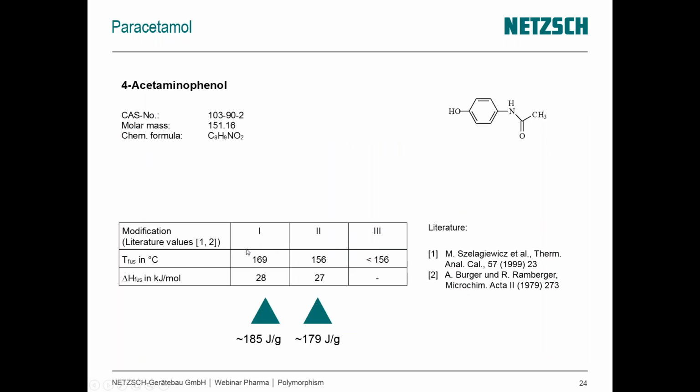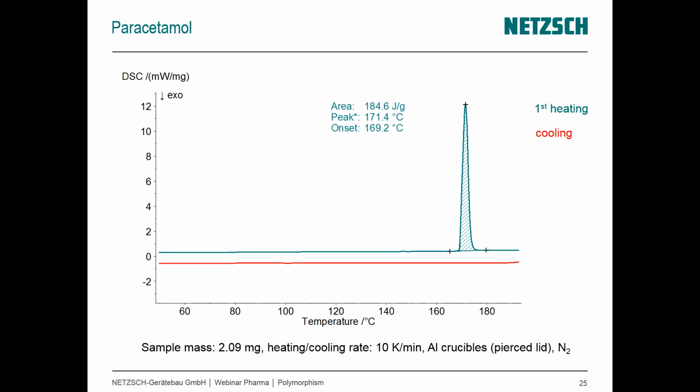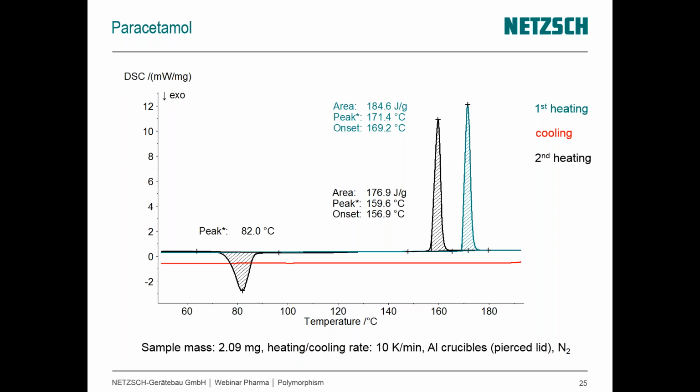And what do we see? We see an onset temperature of 169.2 for the onset. Well, if we go back to our table, this shows us a very nice, very clear indication that we have form 1. I don't see any effects happening at 156 degrees Celsius, so I see no effects here in this region. So what this tells me very clearly from the DSC is that I have this stable form 1.